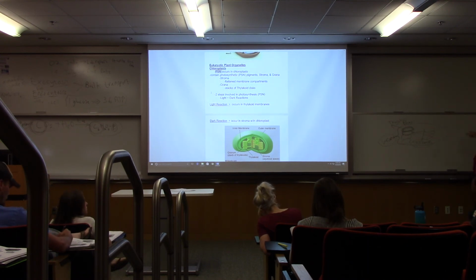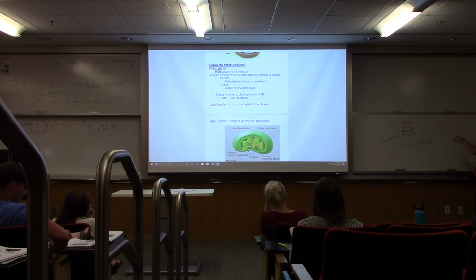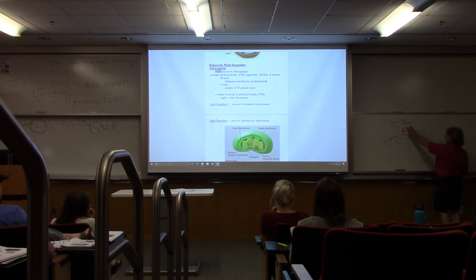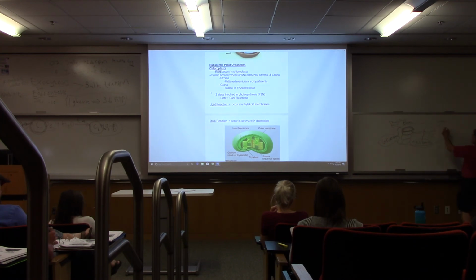Think of a stack of pancakes, right? That's what they look like. Individual pancakes would be individual thylakoid discs. And it's on the membrane of these thylakoid discs that the light reactions occur. Photons of light. A photon is a packet of light energy.